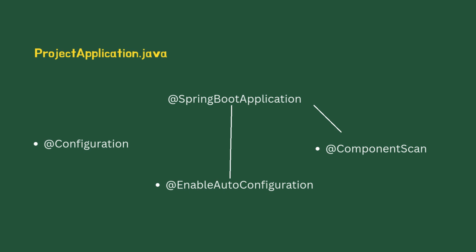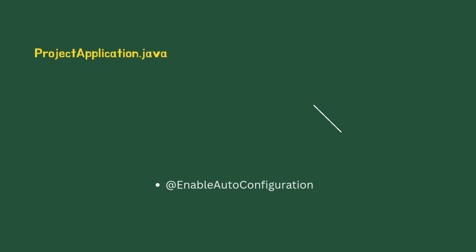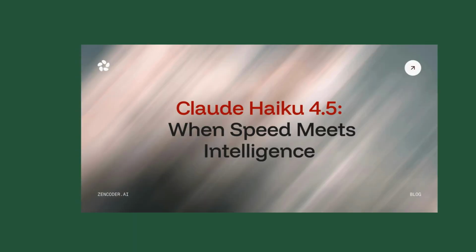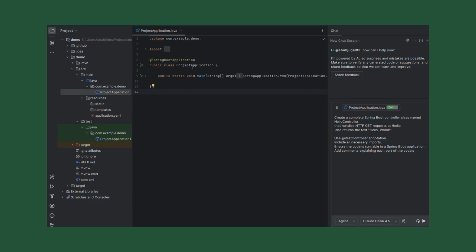Example, let's create a simple Spring Boot application. Step 1. Create a main class named ProjectApplication.java. In this demo, we'll ask our AI agent to create a simple REST controller. The controller will live in the same package so that it gets picked up automatically by component scanning. That means no extra configuration needed.